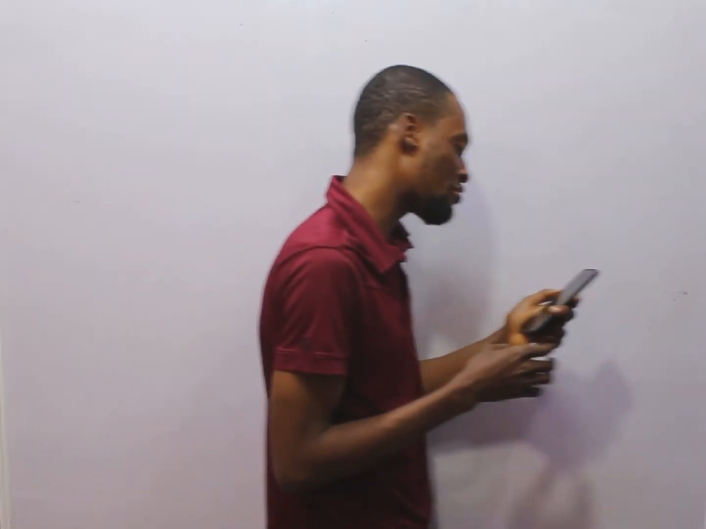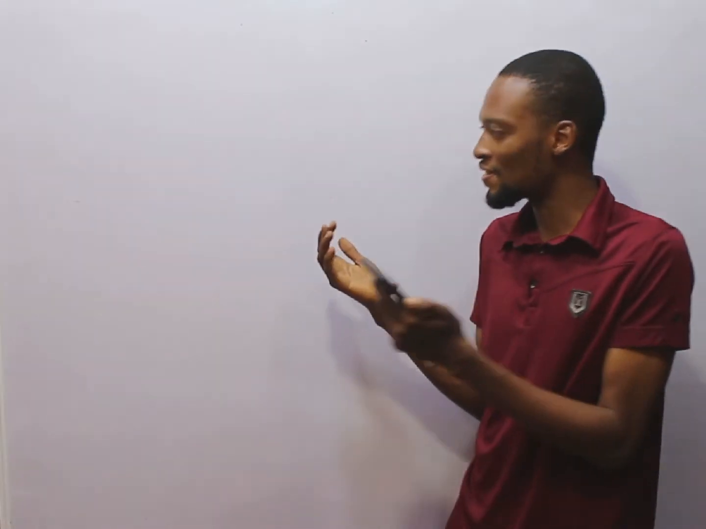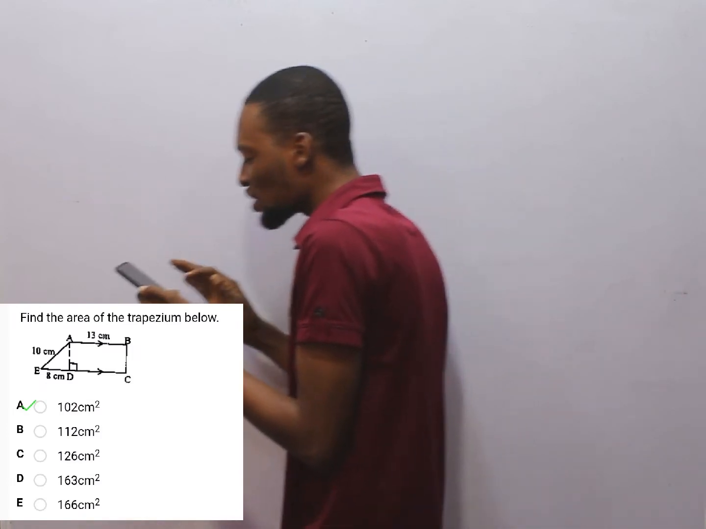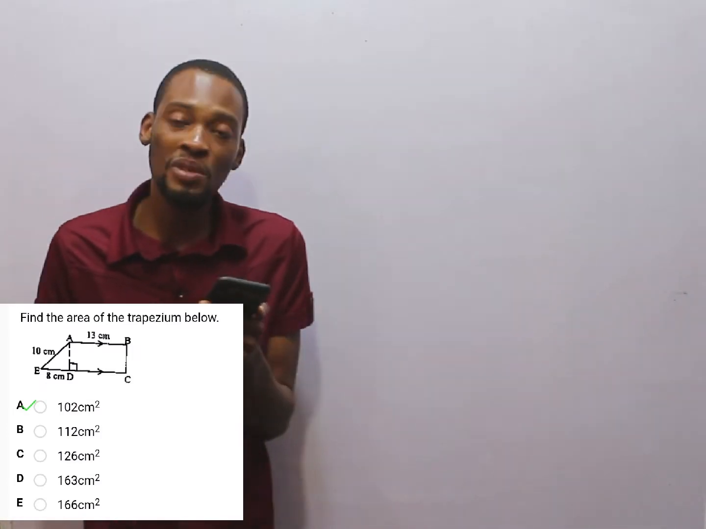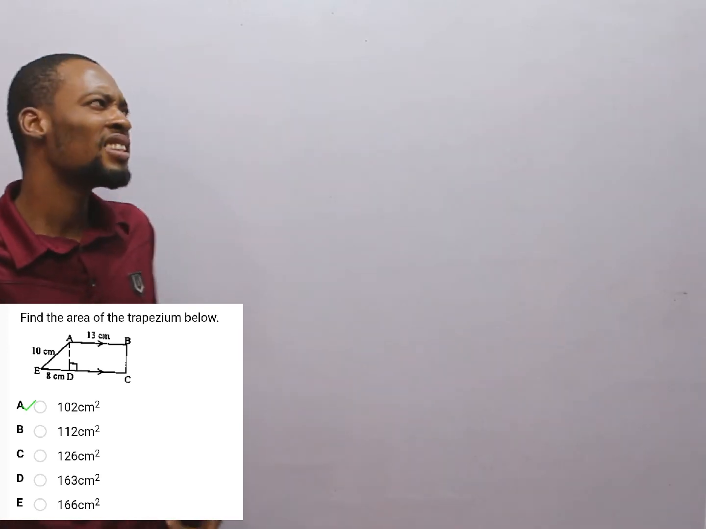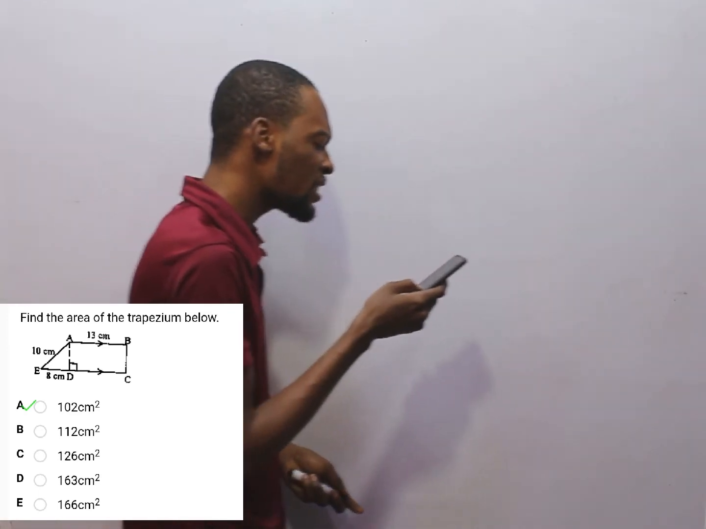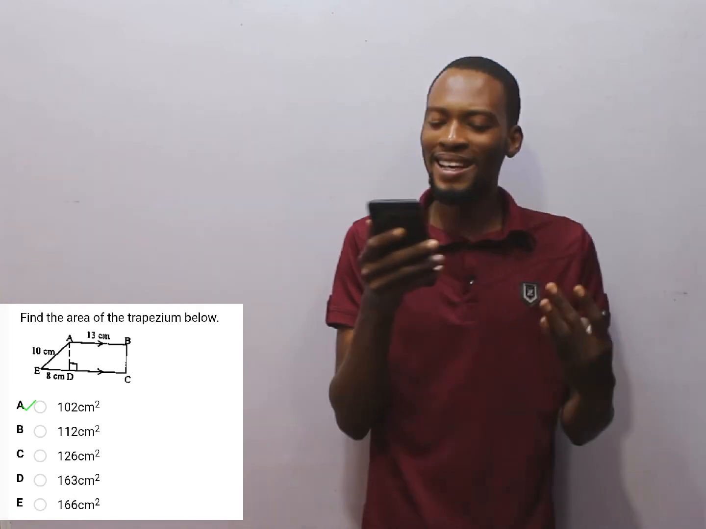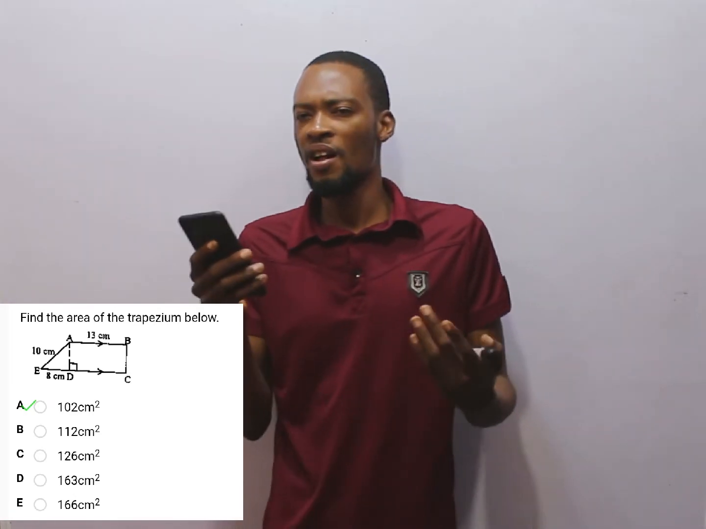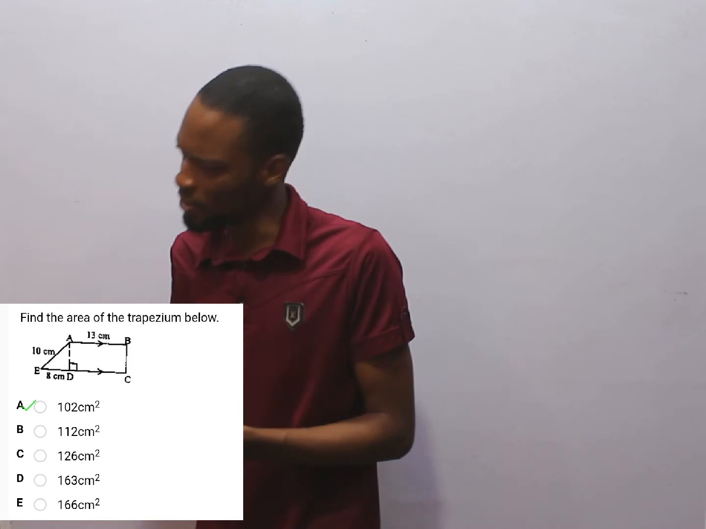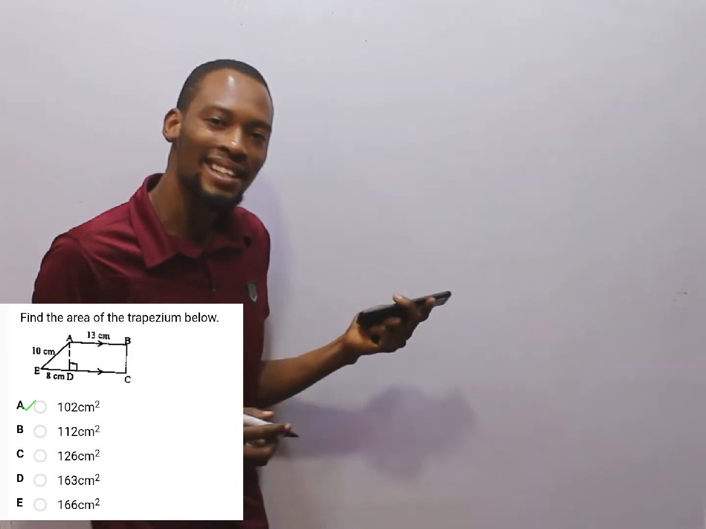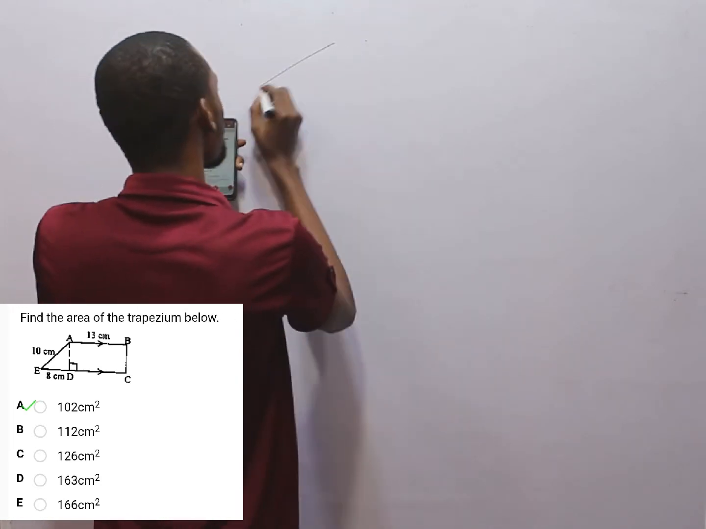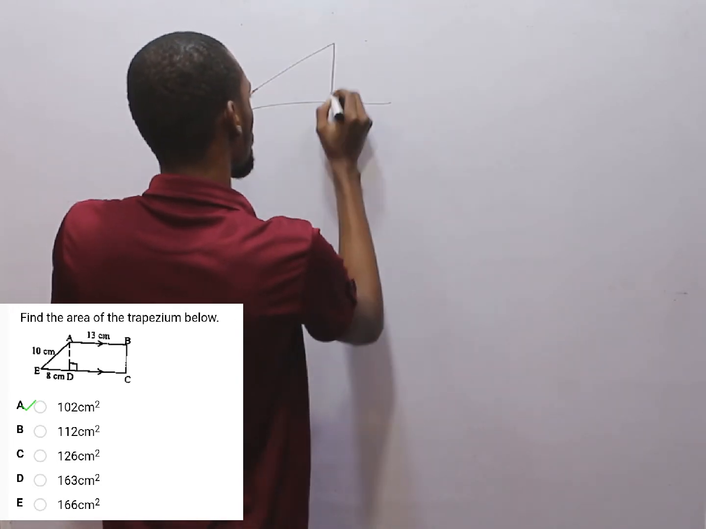I love this type of questions. It is a very interesting question. You are given a shape and it says find the area of the trapezium below. Now the area of a trapezium is simply half the sum of parallel sides times height. That is the area of a trapezium. But looking at this question, I want to find the area of the trapezium. Look at something.